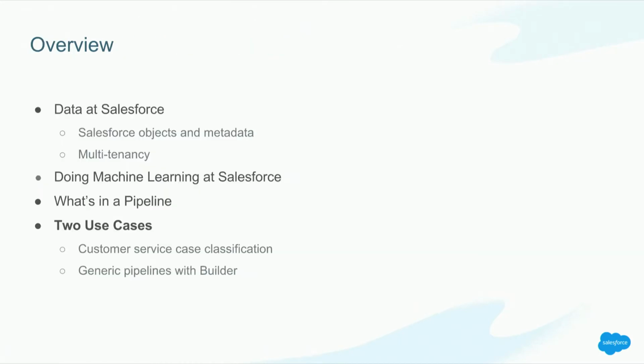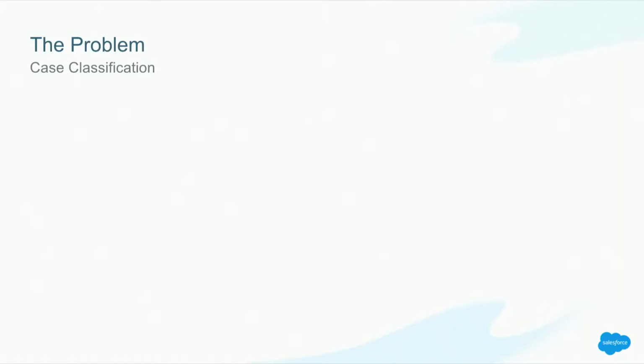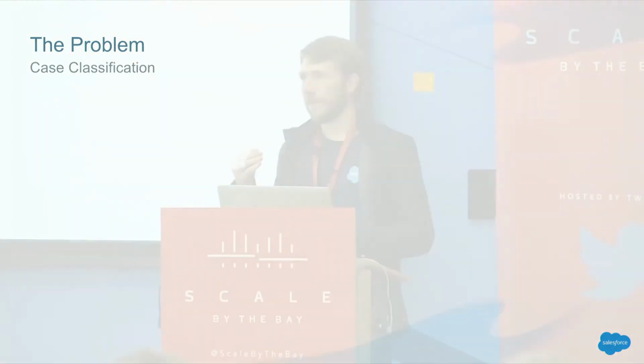So let's get into the use cases. The first one that I'm going to be talking about is called case classification. This is a special application of these pipelines. So what do I mean when I say case classification? This is related to the Service Cloud part of Salesforce, where from a customer service perspective, someone will request some kind of service. So we'll open a service case.